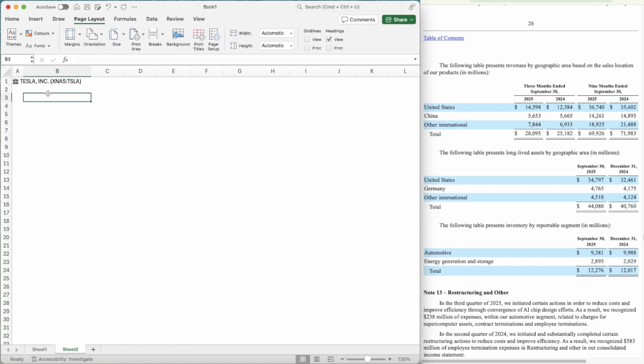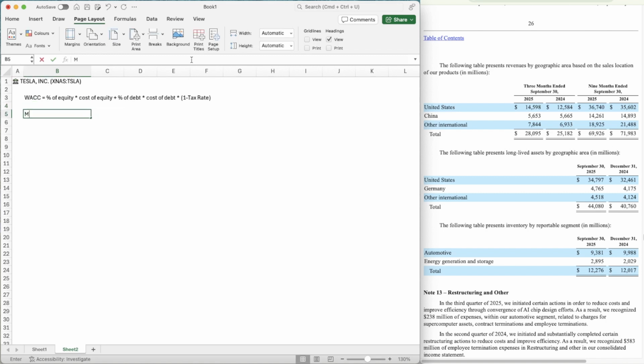So the WACC equals your percentage of equity multiplied by your cost of equity, plus your percentage of debt multiplied by your cost of debt, multiplied by 1 minus your tax rate.